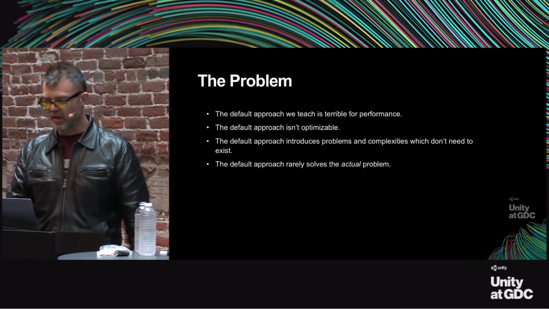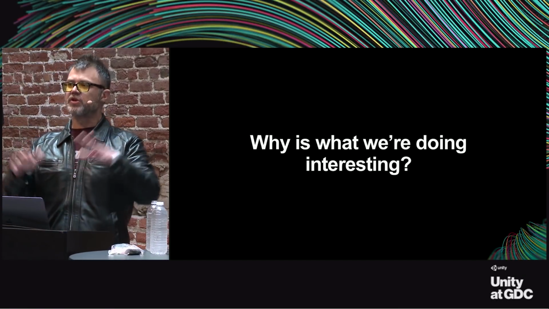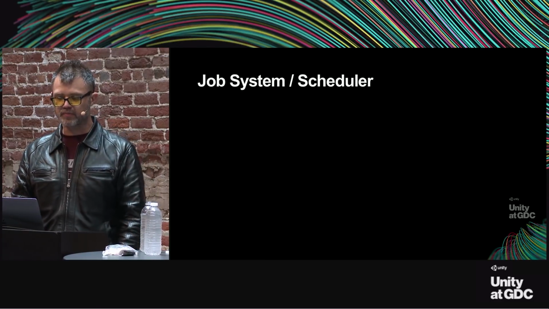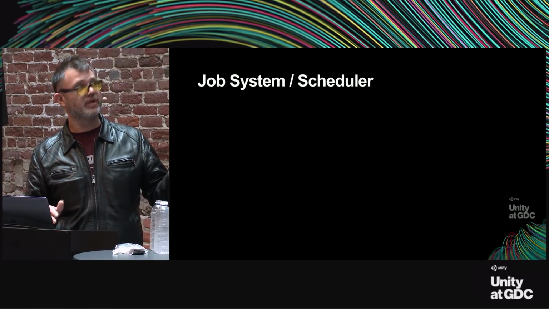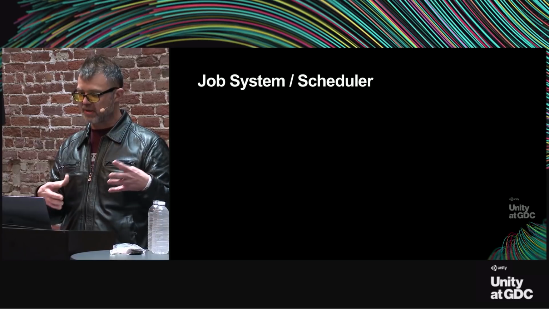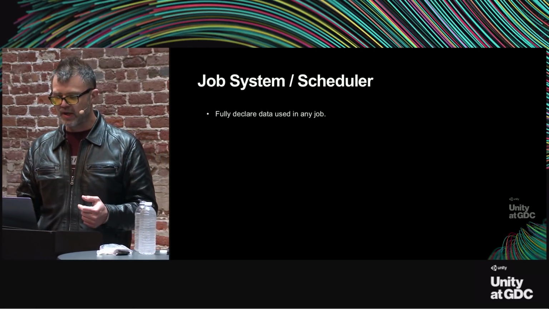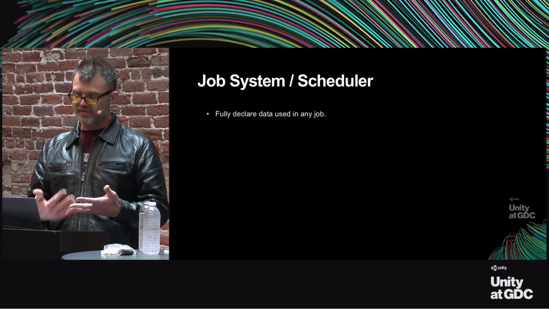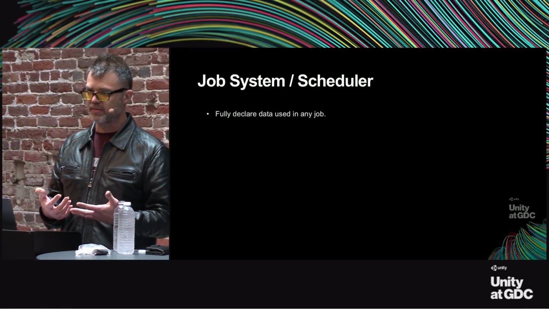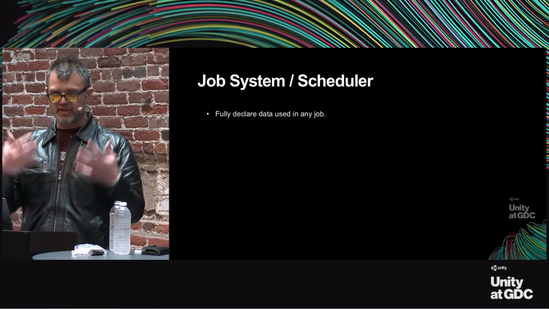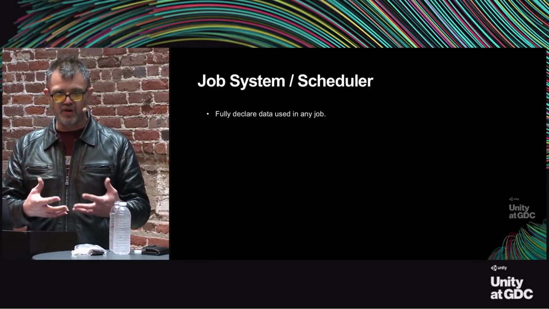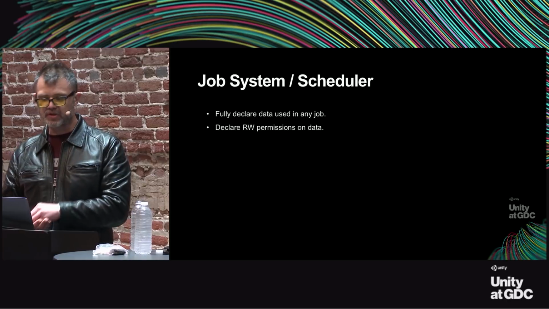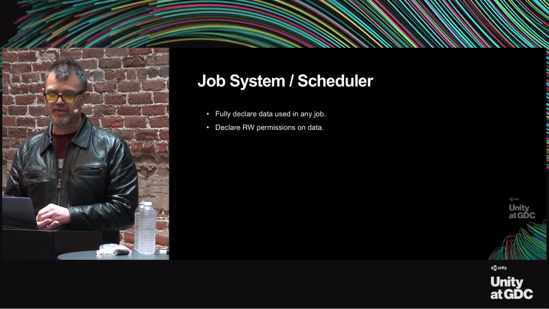So why is what we're doing broadly at Unity right now interesting? The first part of what we're doing is the job system and scheduler combination. And part of that is that you must fully declare the data that you're using in a particular job. So this is the data that I'm reading, this is the data I'm writing, this is all the data that I need, you're declaring it. We also need to declare the read and write permissions on that particular data.